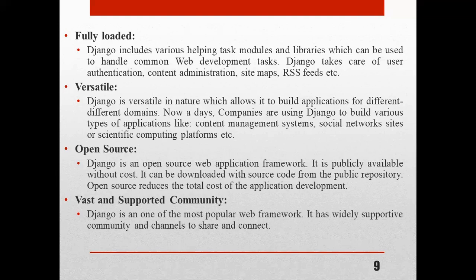Django is an open source web application framework. It is publicly available without cost. It can be downloaded with source code from the public repository. Open source reduces the total cost of the application development. So we can easily get this Django web application framework from the public repository or online. We can easily get that because it is open source.